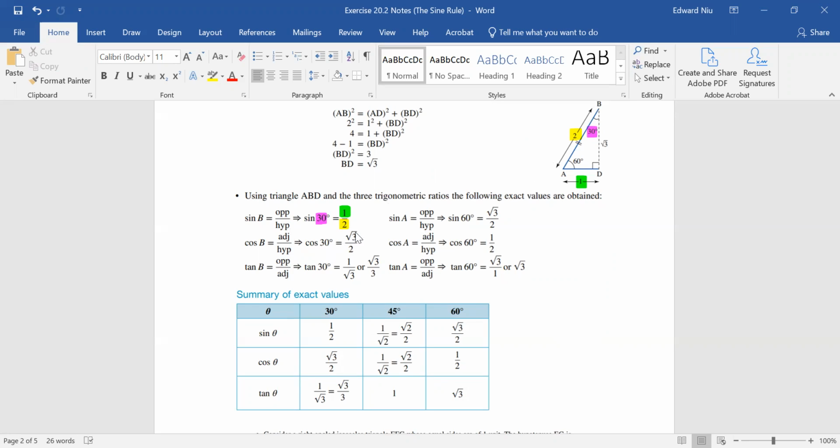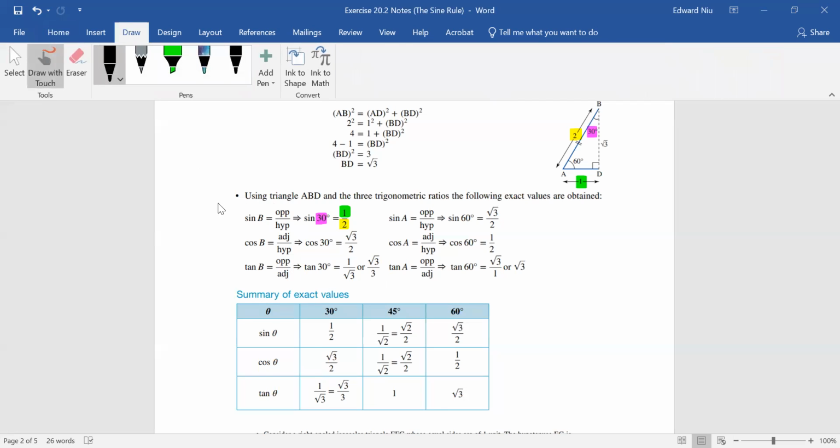And then if we were to select cosine 30 degrees, well, then we would take the adjacent side length of root 3 and divide that by the hypotenuse of 2. And we do that for tangent 30 degrees and 60 degrees for all 3 ratios as well. And what you notice is we actually end up with a table of exact values. And there's quite a distinct relationship.